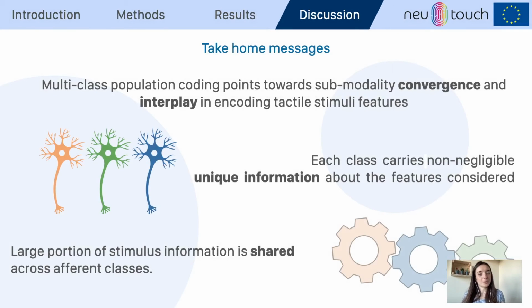To sum up, in this work we use a large-scale neural simulator to investigate the stimulus encoding by tactile afferents from a population perspective. We know that afferents belonging to different classes work simultaneously during tactile stimulus encoding, but the traditional belief is that they are segregated and bring complementary information. We found in general that each class carries non-negligible unique information about the stimulus features analyzed. Consequently, the decoder performance improved when considering more than one population concurrently. So our results point towards a submodality convergence in the stimulus encoding process.